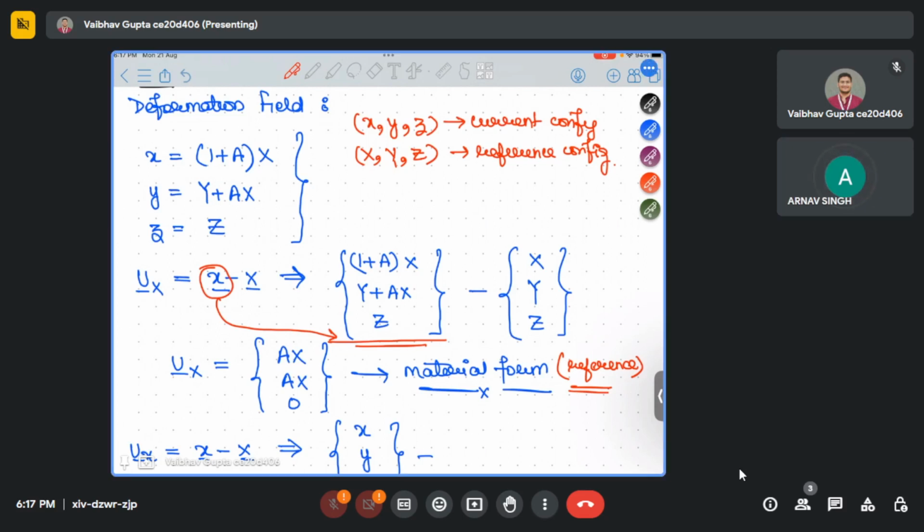Here the displacement is nothing but small x minus capital X, and you have to find the answer in the reference configuration. So which variable will you change, small x or capital X? No, capital is in reference only. Small, meaning current configuration. You have to change the current configuration to the reference configuration. That's why we have converted the small variables to capital.